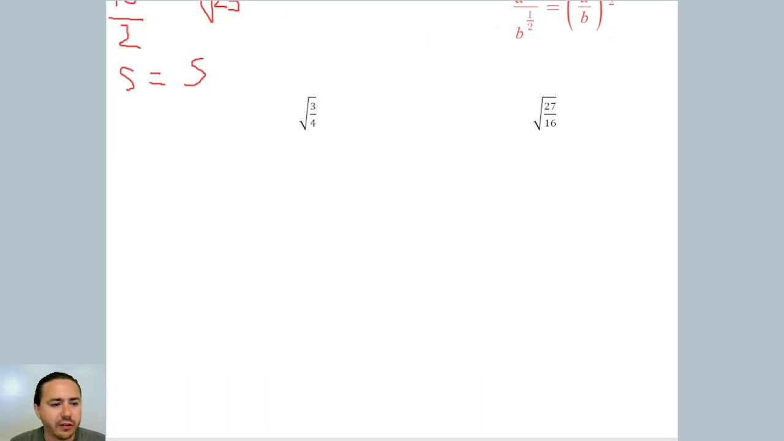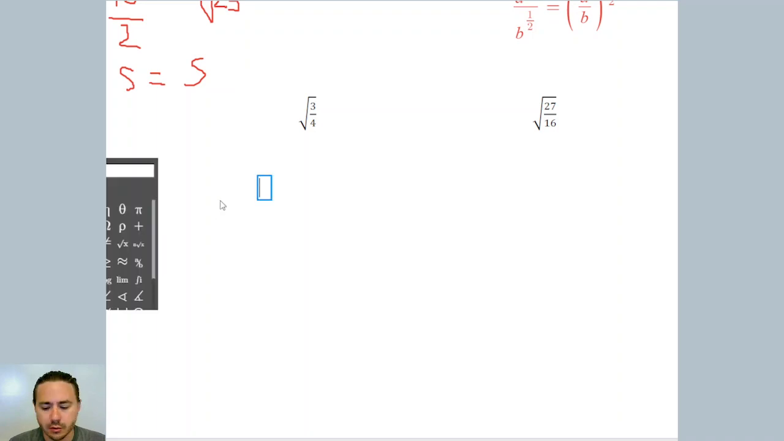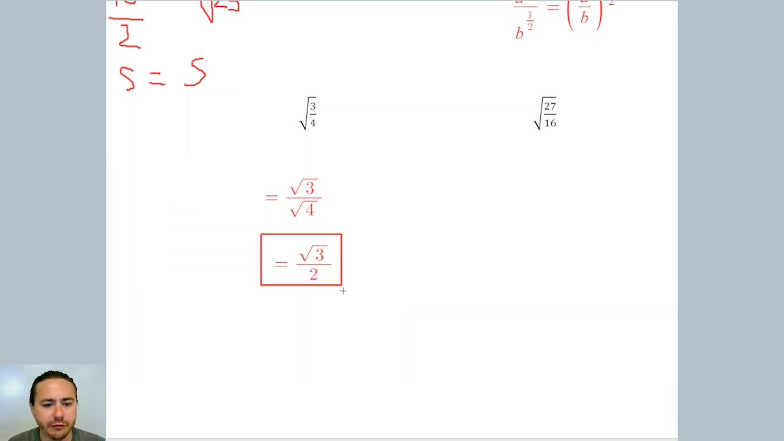So we've got the square root of 3 over 4. This is going to be equal to the square root of 3 divided by the square root of 4. And we know that the square root of 4 is 2, so we can rewrite this as the square root of 3 divided by 2. And then there you go. The square root of 3 is not something that can be simplified, so we leave it alone.